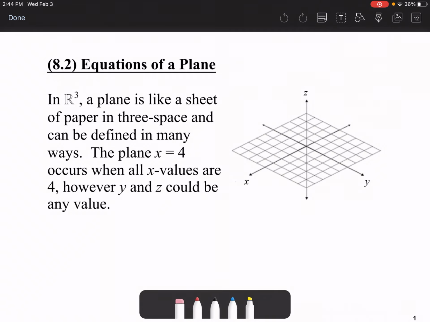Hello and welcome to lesson 8.2, Equations of a Plane. So today we're going to see what the equation of a plane is and how it works out and how we can draw it.